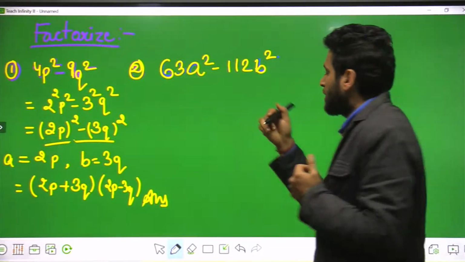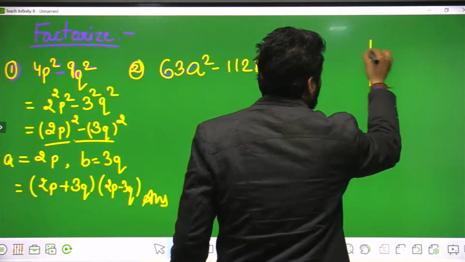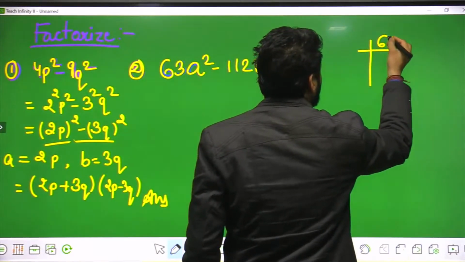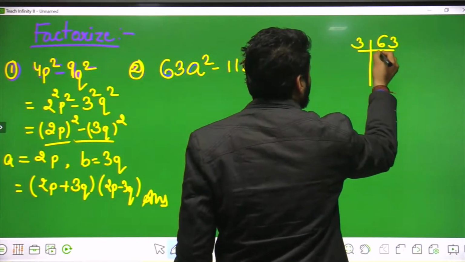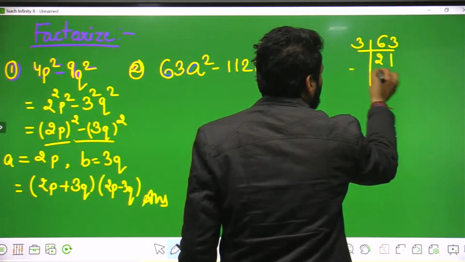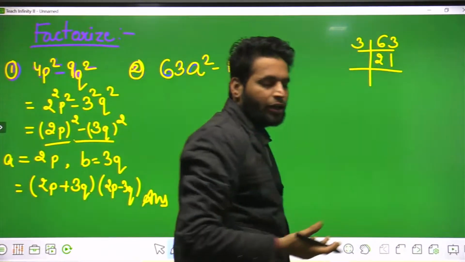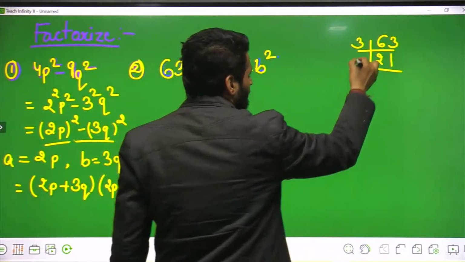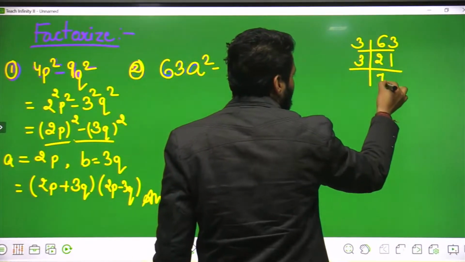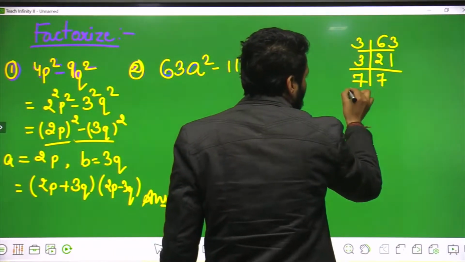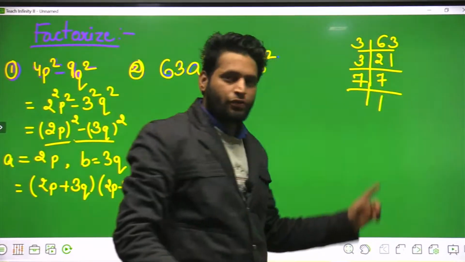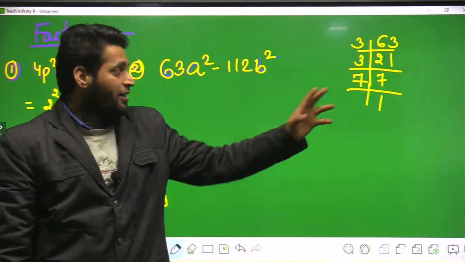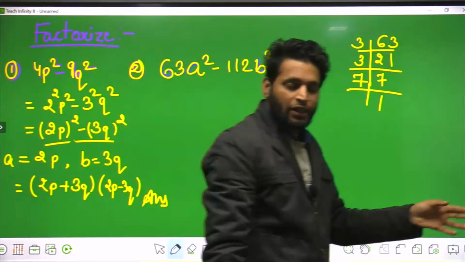First of all we factorize 63. The factors of 63: we can divide by 3, so it will be 3 times 21. Again we can divide by 3, so we get 7, and 7 is divisible only by itself because 7 is a prime number.